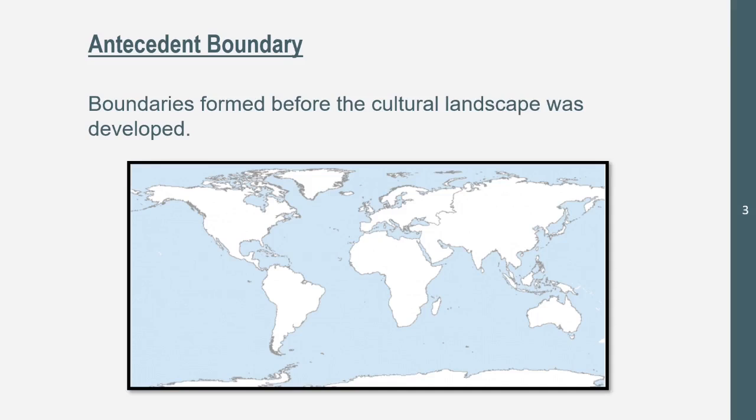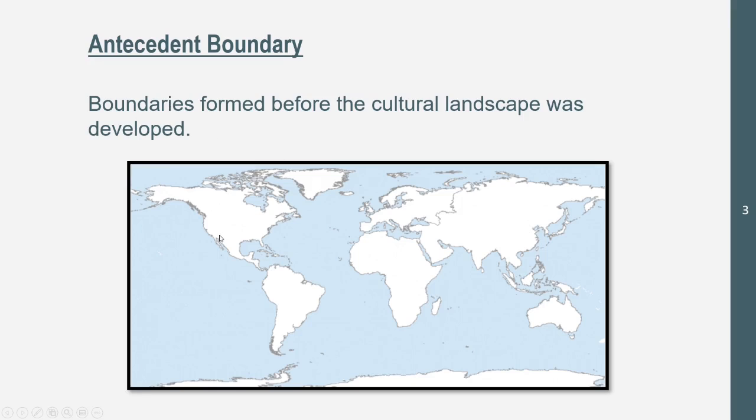So antecedent boundaries. These are boundaries formed before the cultural landscape was developed. So before there was life on Earth, and we had all the continents the way we are now. This is going to be antecedent boundaries because these are created before the cultural landscape. The boundary of North America around it, that we didn't change. It's still there now, and it was still there then. Africa, Madagascar. This was there then, this is there now. This is antecedent boundary. Pretty simple. They're here before the cultural landscape.